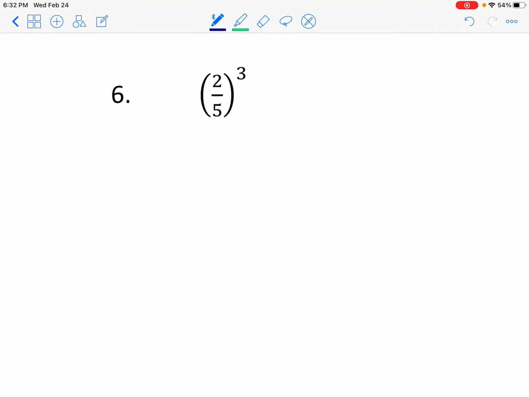And then 2/5 cubed means the base of 2/5 is going to be multiplied by itself 3 times. It's going to be a factor in there 3 times. So on the top of the fraction, 2 times 2 is 4 times another 2 is 8. And I said 3 times. I meant to put a 5 there. So 2 times 2 times 2 is 8 on the top.